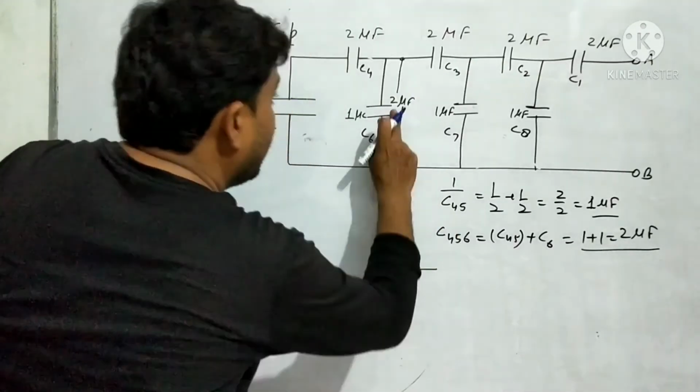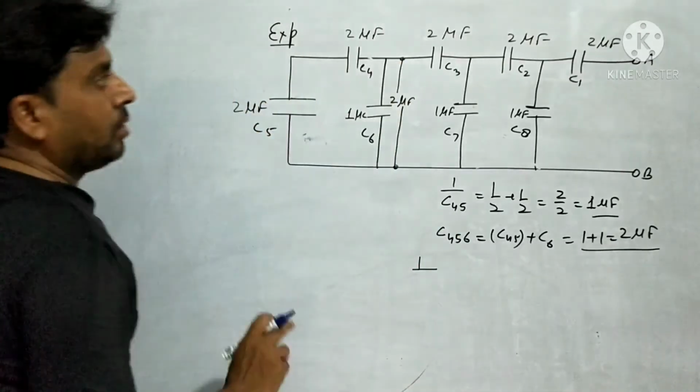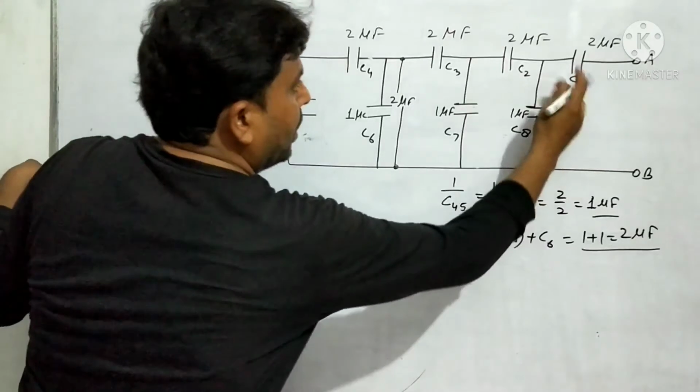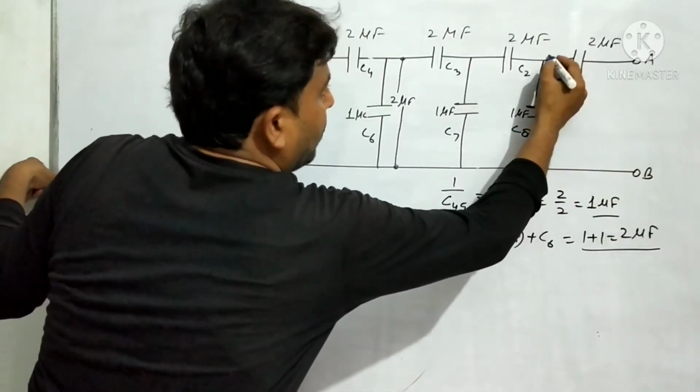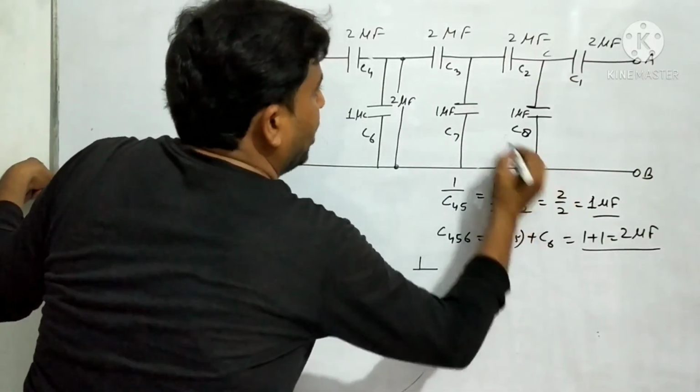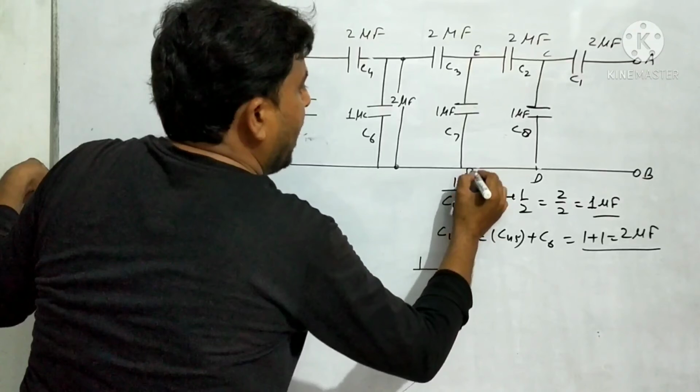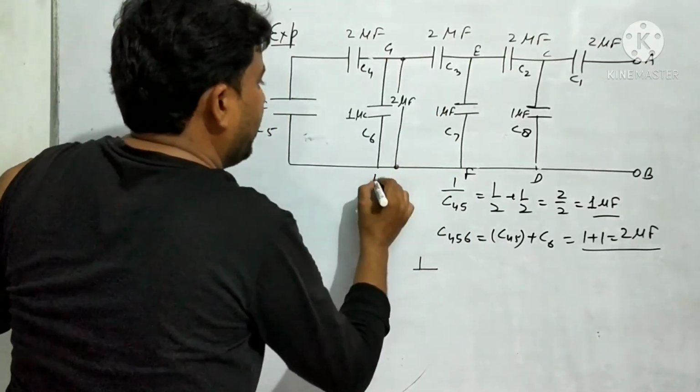So 1 upon C. Just a minute, beta. A, B, C, D, E, F, G, H.